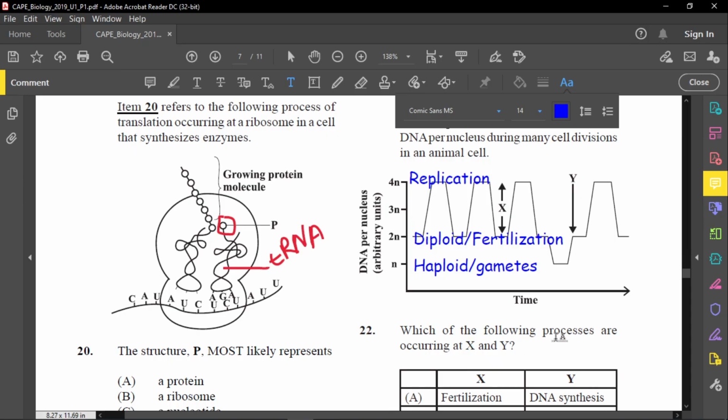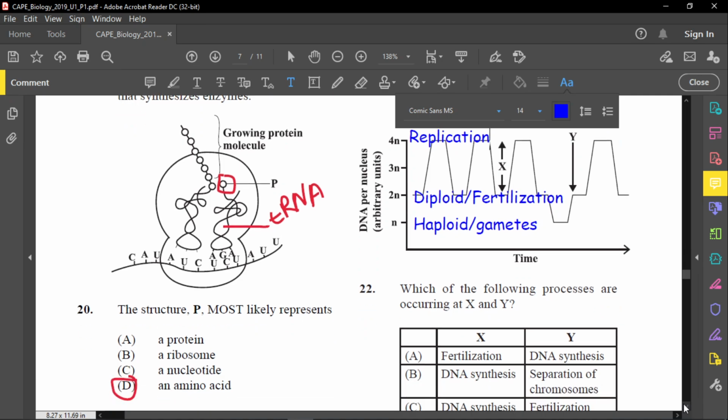For this, which of the following processes are occurring at X and Y? What is happening at X and Y moves from 2N into 4N. That means this is after fertilization. This is mitosis taking place right here, to make new cells. And then it moves from 4N, decreasing into 2N. Okay, so let's see what is happening here now.